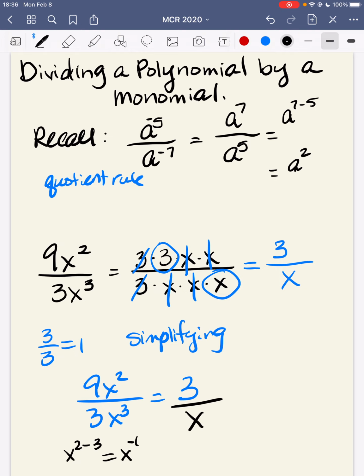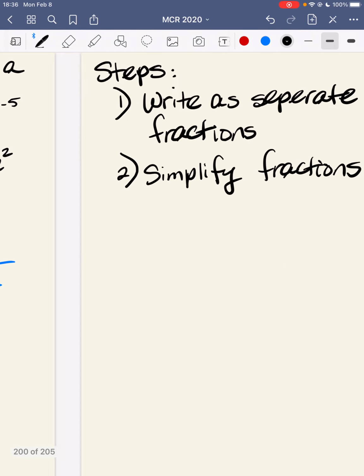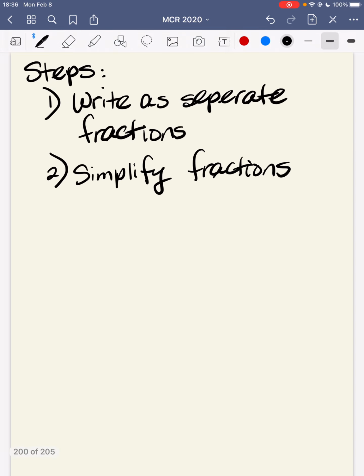All right. So what we want to do, as we're working with things that are not monomials, like binomials and trinomials, is first write our division as separate fractions. You're going to see what that looks like in a minute. And then simplify each individual fraction separately.